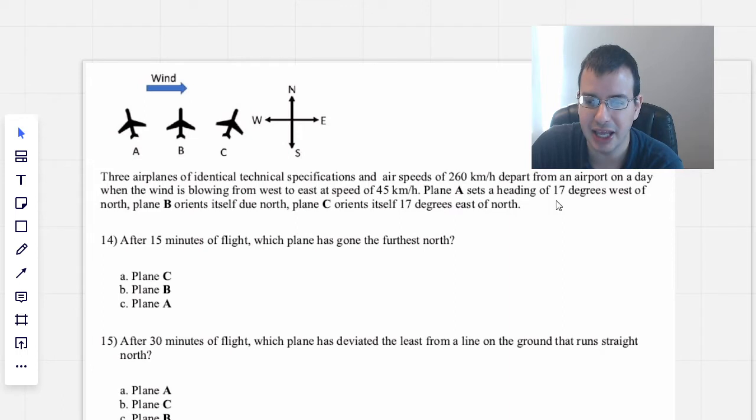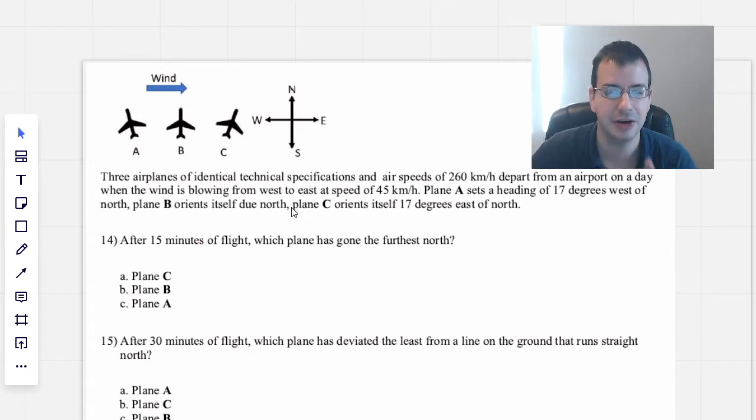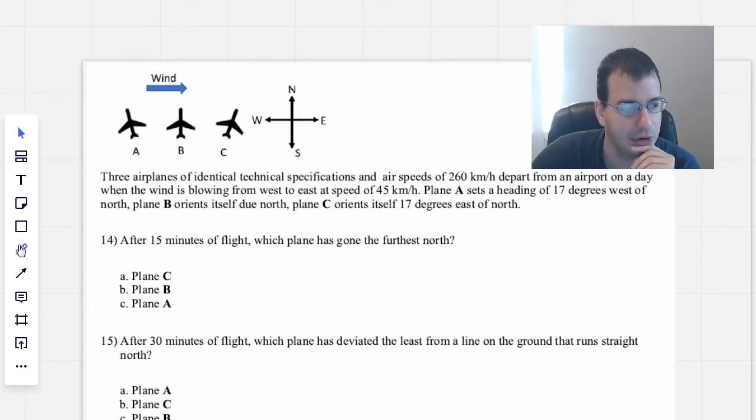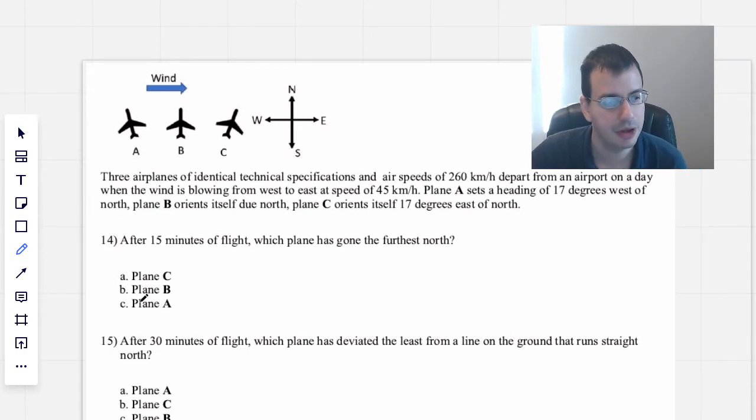Plane A sets a heading of 17 degrees west of north. Plane B orients itself due north. Plane C orients itself 17 degrees east of north. So this is a vector addition problem. After 15 minutes of flight, which plane has gone the furthest north?